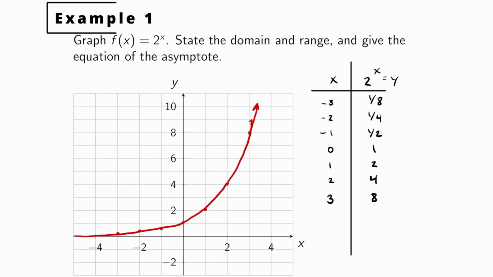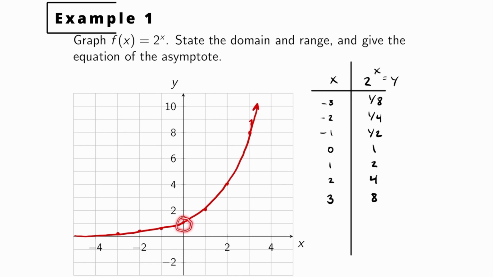So as you can see, as we travel to the left along the x-axis, so it's the large negative numbers, we're going to approach the x-axis asymptotically. And as we go to the right, we just grow. It gets very, very steep. It's going to get steeper all the time.